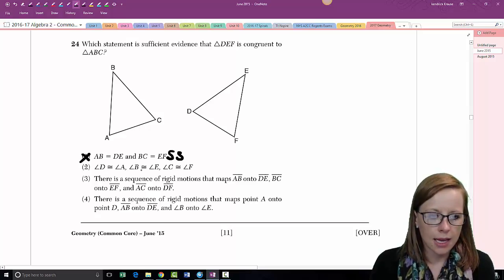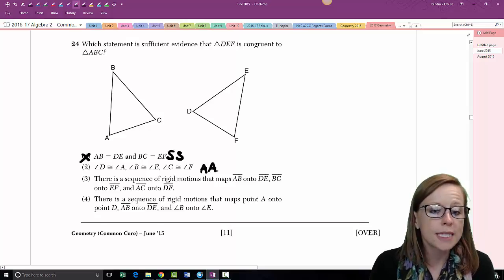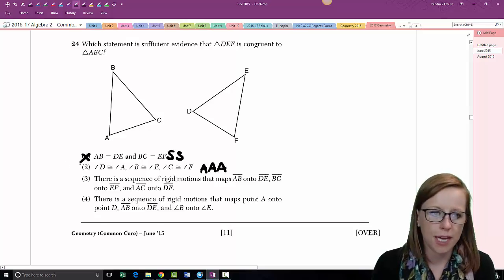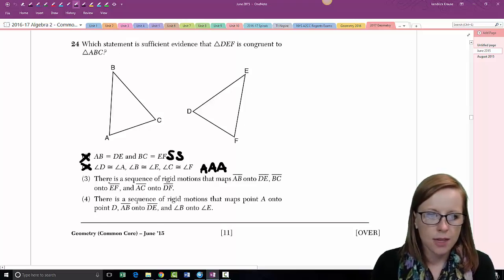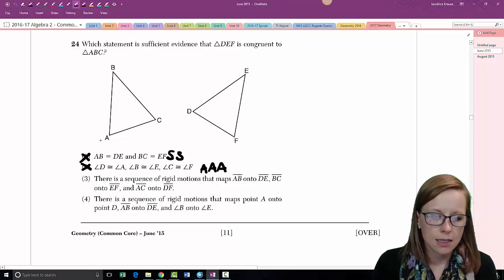Angle. Is that a congruence theorem? No, that is a similarity theorem. There is a sequence of rigid motions that map AB onto DE. Okay, AB, DE, that's okay. BC onto EF, that's okay. And AC onto DF. Okay, rigid motions, and that was all sides.